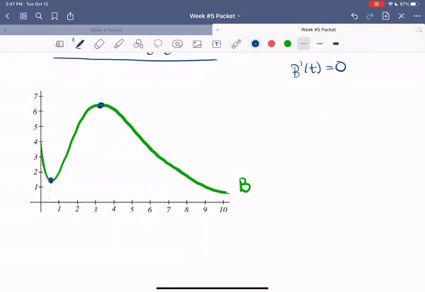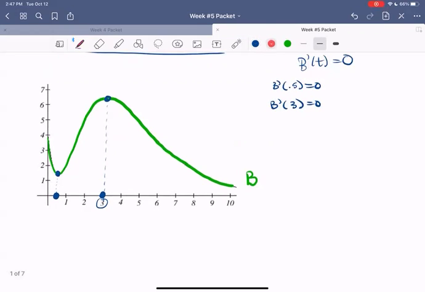So what are the t values for those zeros of the derivative? We see one is around 1/2. So we have B prime of 0.5 equals 0 and B prime of 3 equals 0. At those two points in our sketch of B, the derivative is 0. Then what happens to the derivative on the intervals sketched out by those two zeros?